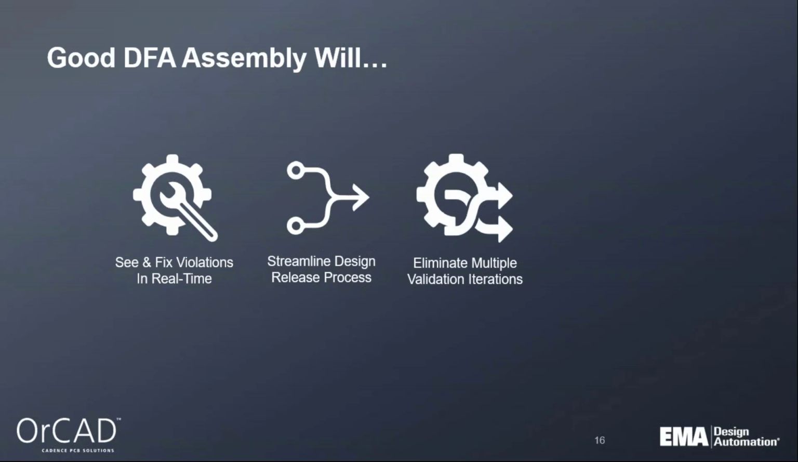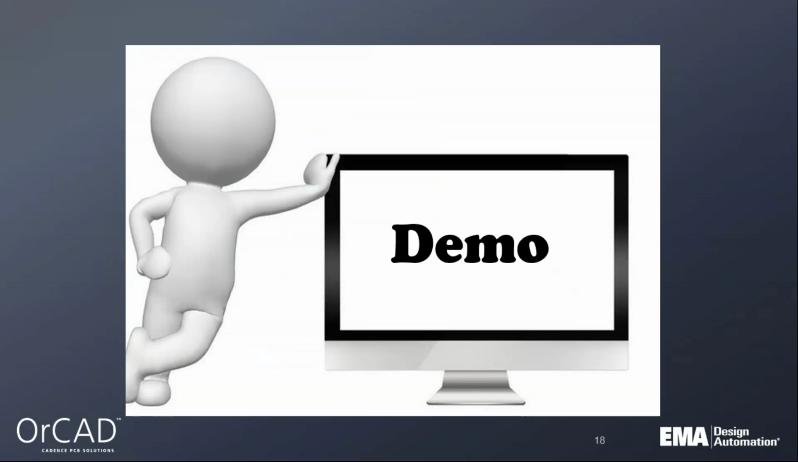You're going to eliminate a lot of multiple validation iterations of going back and having to respin the board or create ECOs and things like that. And then, of course, you're going to improve your time to market, which is really our key goal in what we're trying to do. So there are a lot of advantages to using the DFA assembly that's built into the tool. So I'm going to turn this over to Brianna, and then we'll go ahead and demo the software for you.